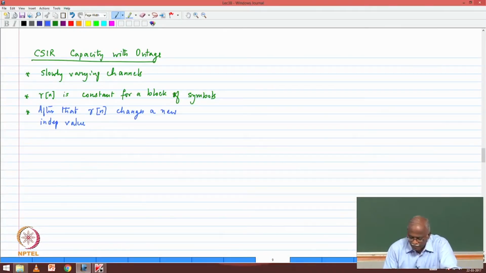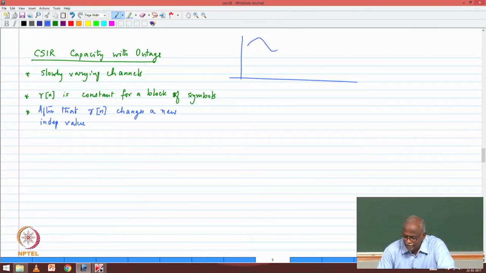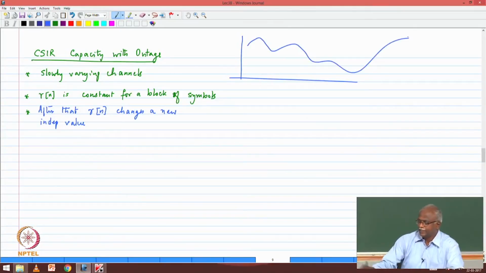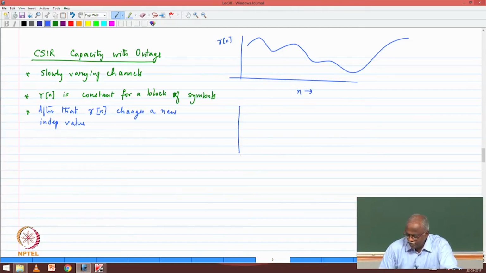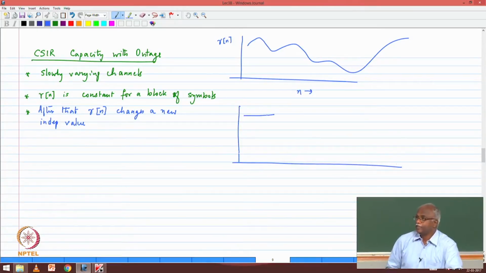So the way to visualize it is, in practice what we see is an SNR that will change, right? This is how gamma of n changes as a function of n in practice. But the channels that we are assuming are of this type. It is fixed for a period of time, then randomly changes to some other value, again fixed for a period.